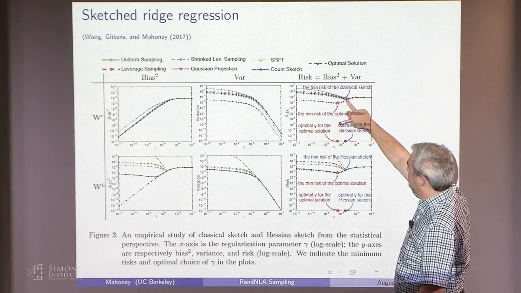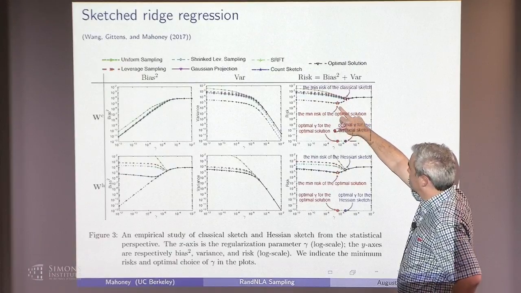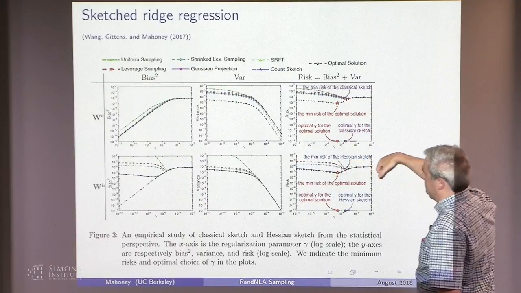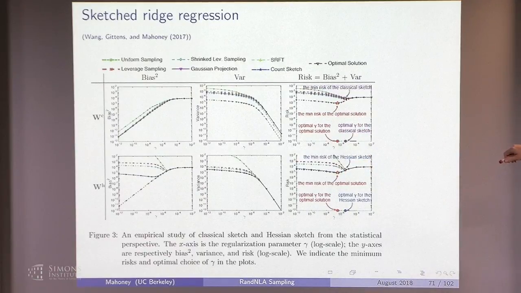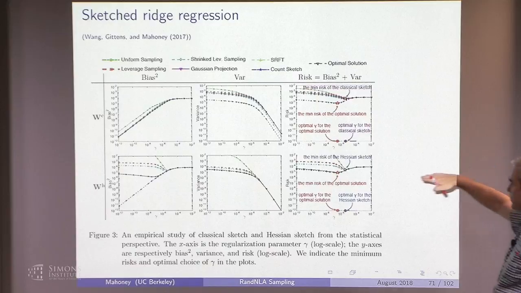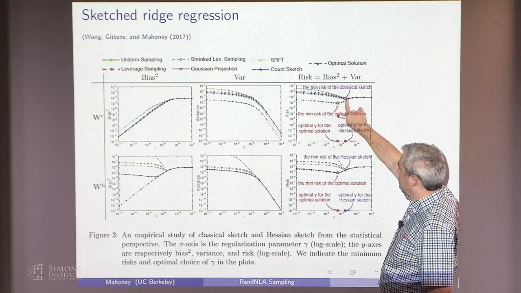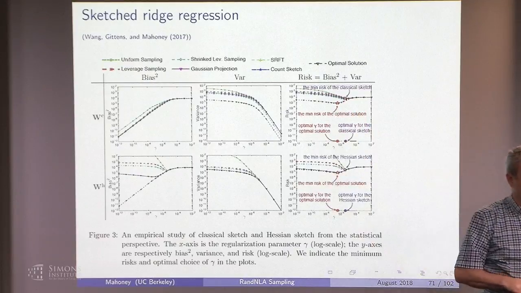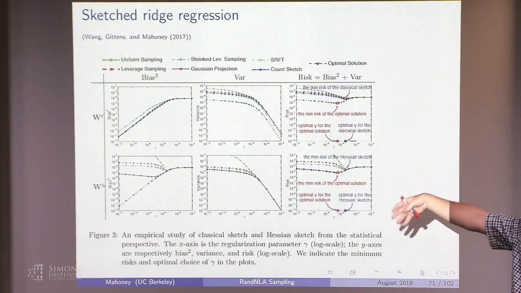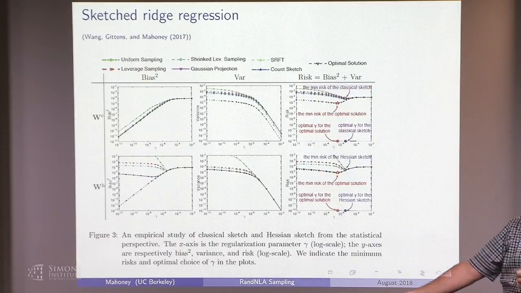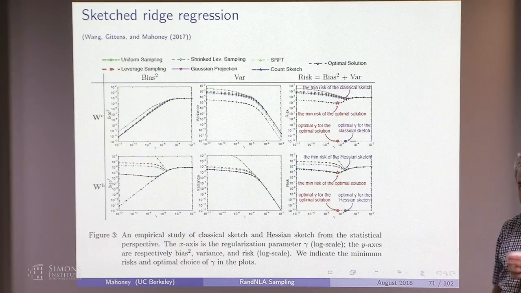min risk of classical sketch, min risk of optimal solution. So here the regularization parameter is the x-axis, y-axis is risk, and down is good. Similar for the Hessian sketch. The point is that the values of the regularization parameter are very different, right? And so this is ridge regression, right? This is, I don't know who did it, you know, when was this done? This isn't Gauss and Hotelling, but this must be 1950 or something, right?